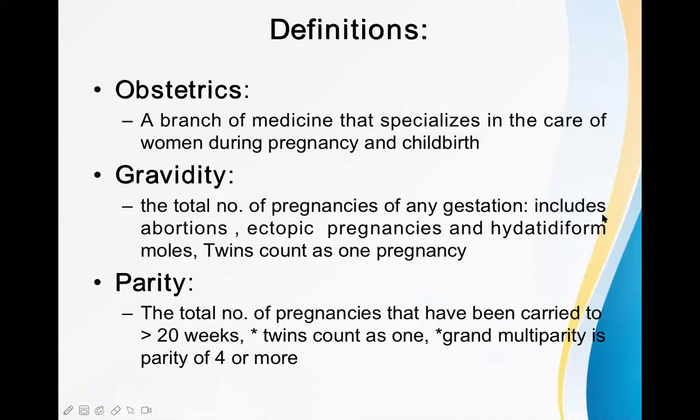Now see here. First of all, we should know what is obstetrics. Just like any other branches of clinical medicine, like internal medicine, like surgery, like gynecology, like ophthalmology, like ENT, this is also a branch of medicine which specializes in the care of women during pregnancy and childbirth. So this is a special branch of medicine which deals with pregnant ladies and what happens to them during childbirth. Okay, so this is called obstetrics.